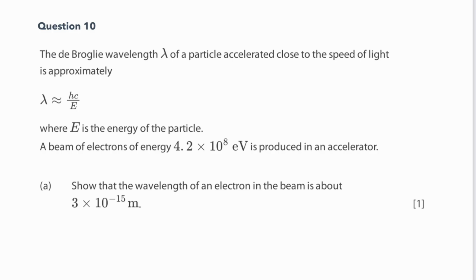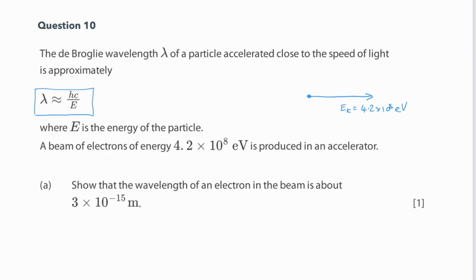The de Broglie wavelength of a particle accelerated close to the speed of light is approximately this. So this is our wavelength of a particle that's moving really fast. A beam of electrons of energy 4.2 times 10 to the 8 electron volts is produced in an accelerator. So we've got electrons moving very fast, and they've got kinetic energy of 4.2 times 10 to the 8 electron volts. Show that the wavelength of an electron in the beam is about this. Okay, that's easy enough. Just use the equation above.